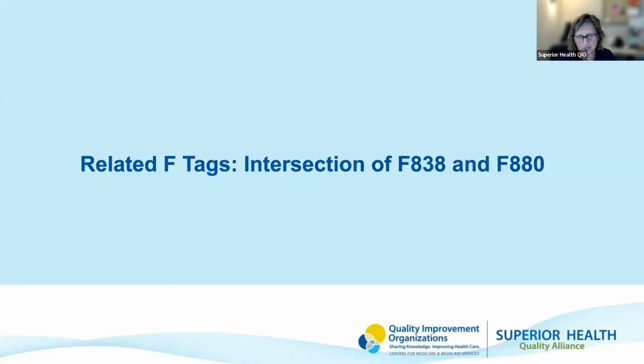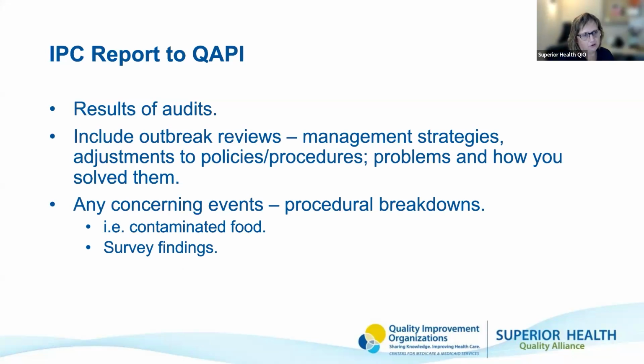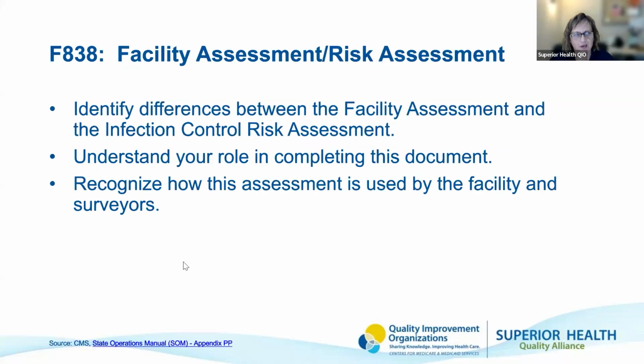All right. So now we're going to talk about related F tags, and that's the intersection of F838 and F880. F838 is, and I don't know how this slide got in here, but anyway, so this is the IPC reporting equality slide, so we'll jump through there. So F838 is the facility assessment risk assessment. And this facility assessment has come to light because of the staffing change that was announced by CMS, the staffing guidance, the new staffing role that's in much controversy right now. But as part of that rollout, they did roll out new changes to your facility assessment.